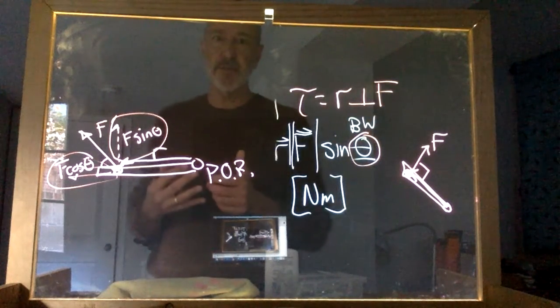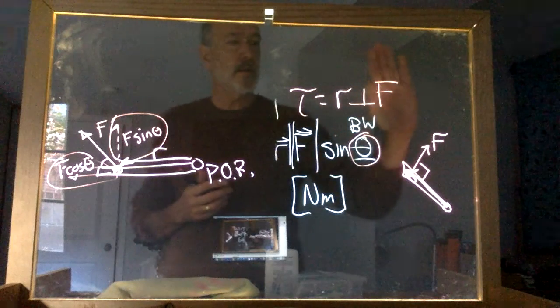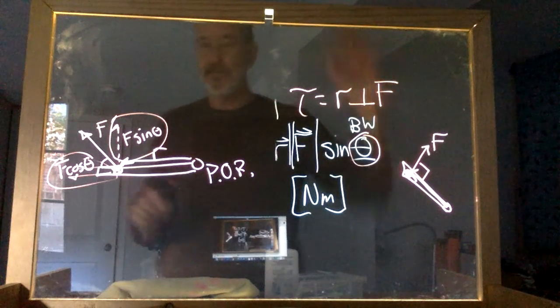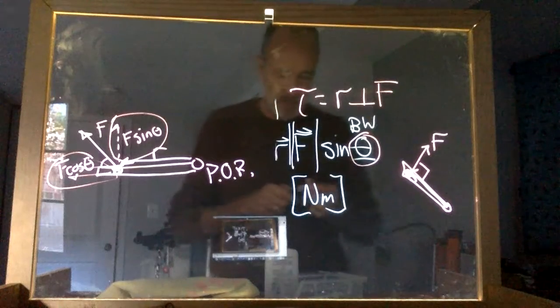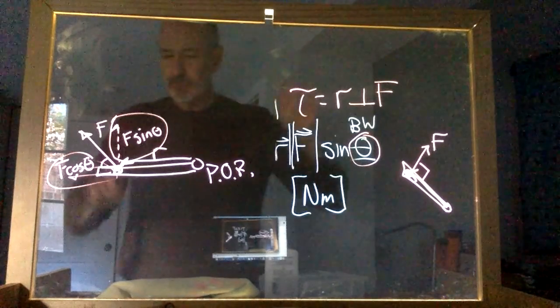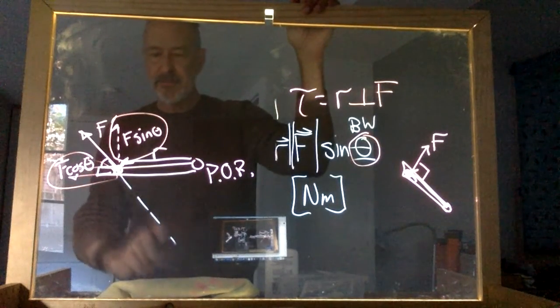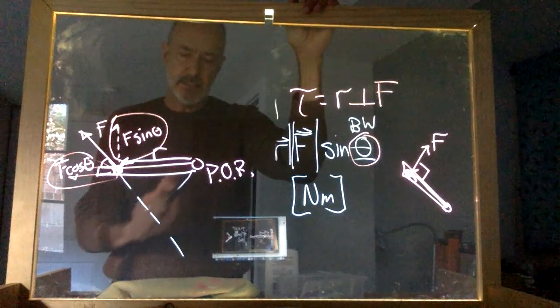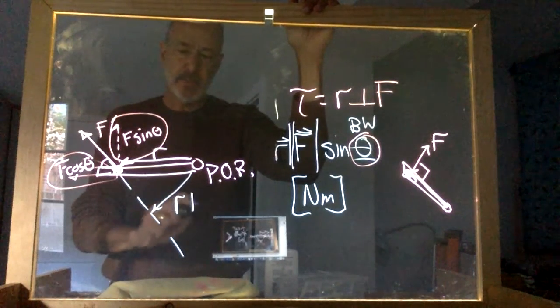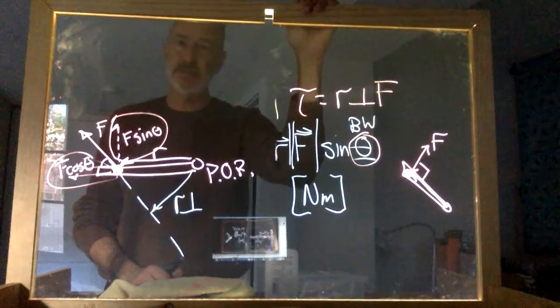And you can do this a couple of different ways. You can figure out the perpendicular part of R to F. That's a little weird in this situation. Let me show you what that would look like. If we extended F like this, this would be R perpendicular. That's R sine theta, and I'm not going to show you the geometry on that.